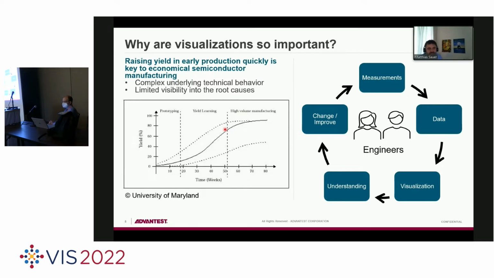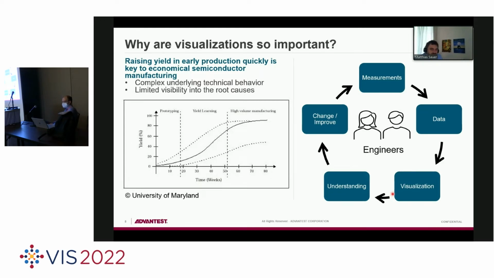And in this understanding, at the end of the day, engineers play the major role in such an improvement cycle. So you take measurements of the devices as part of production, you get data, and then visualizations are key to tell the engineers what's actually happening and guide their understanding, so decisions can be made in order to change or improve processes. And this is turning over and over again.